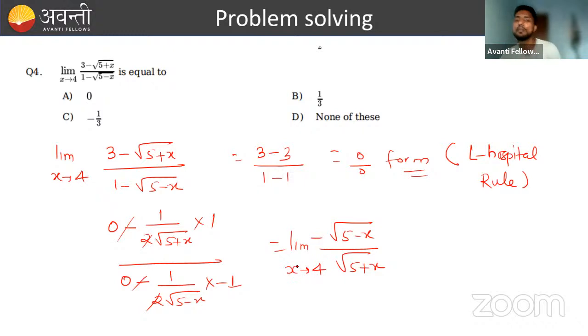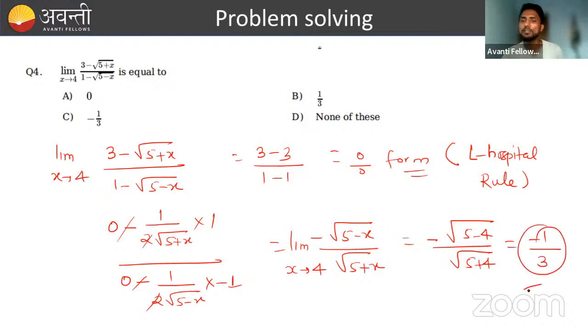Now you can put the limit. Again, if it is coming 0 by 0 form, you have to differentiate numerator and denominator again. But I guess in the first part only, after putting, you will get a finite value, that is 5 minus 4, and this is root 5 plus 4. So this is minus 1 times root 5 plus 4, it is now root 9, that is 3. So what is your answer? Your answer is minus 1 by 3.